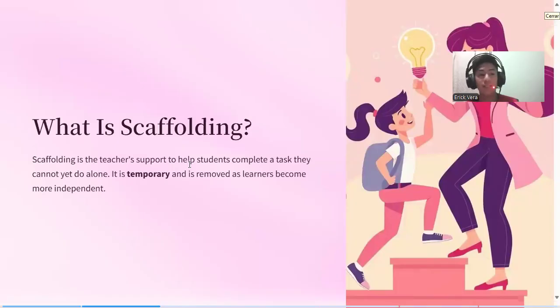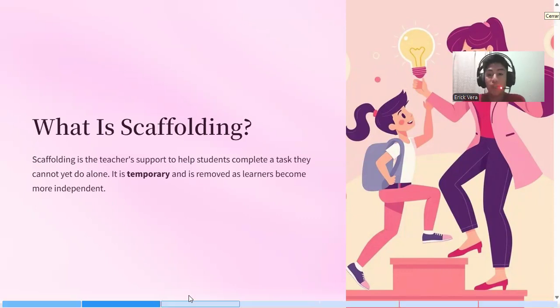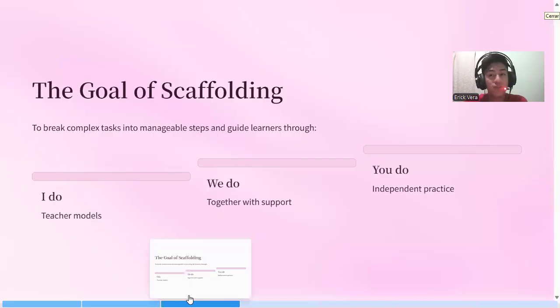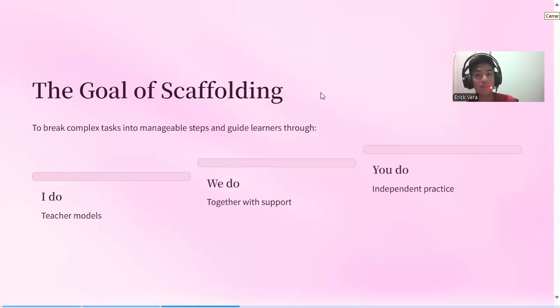Scaffolding is the teacher support to help students complete a task they cannot yet do alone. It is temporary and is removed as the learner becomes more independent. It is providing help and assistance to the students in the classroom in activities that maybe they cannot do alone at that moment, and that is the key concept. But for this we have to consider a certain process, because it is not good to provide assistance the whole time.